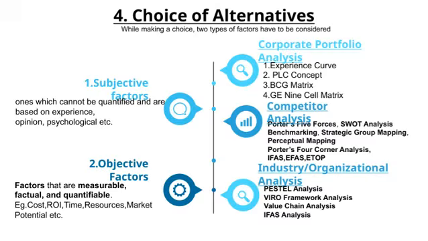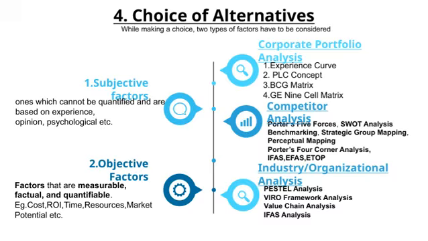Moving on, industry and organizational analysis involve examining factors that are measurable, factual, and quantifiable. Think of metrics like cost, ROI, time, resources, and market potential. These tangible data points are essential for making informed decisions.